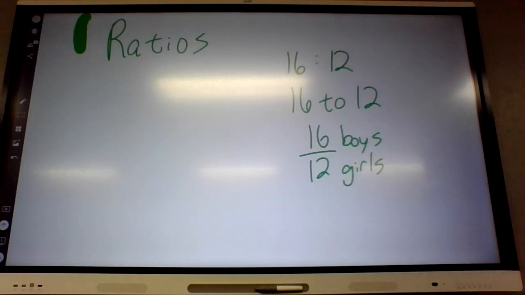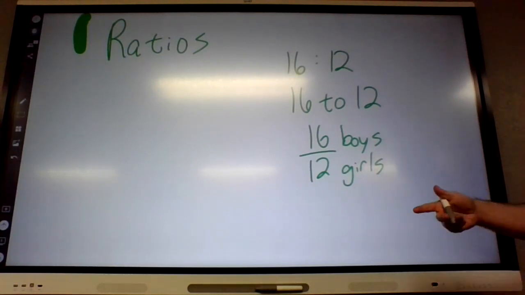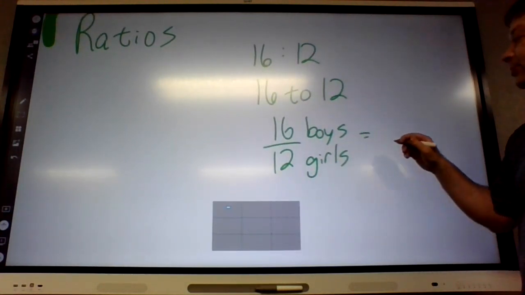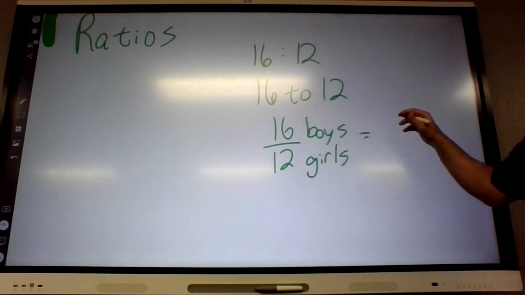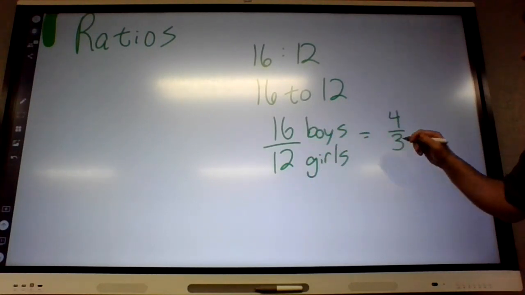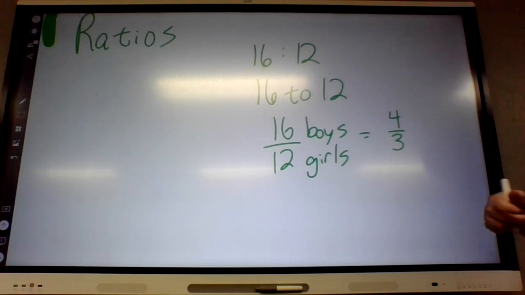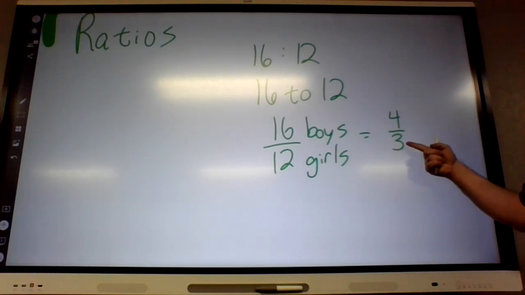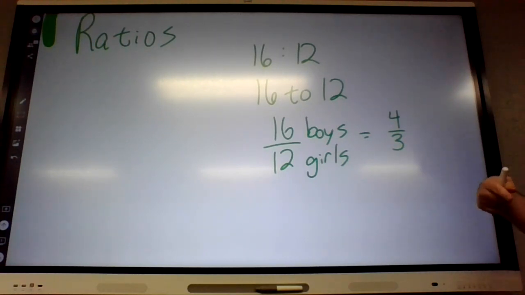Actually, it's possible to have a ratio with more than two things even. But 16 boys, if I divide by 4, I get the ratio is 4 to 3. Basically means for every 4 boys, there's 3 girls, or for every 3 girls, there's 4 boys.